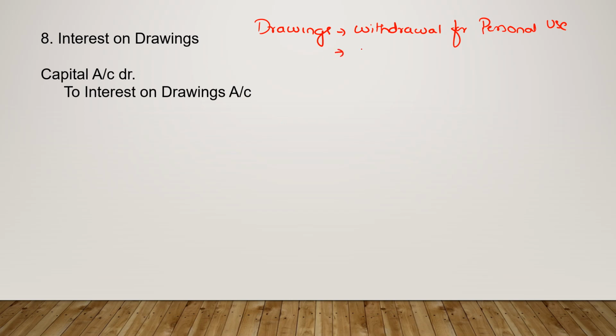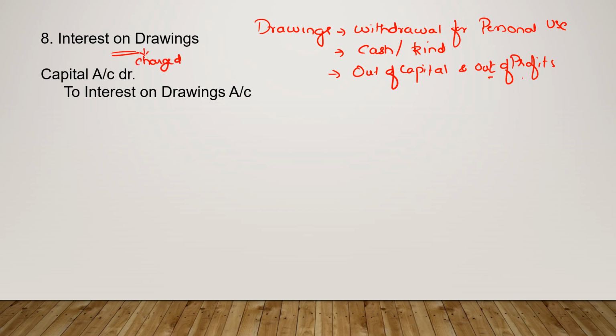And these drawings can be either in cash or in kind. Means it can also be withdrawn in the form of goods. Now further, an important point here is there are two types of drawings: one which is out of capital and the other one is out of profits. Now, an important point that you have to remember is that interest on drawings is charged by the business on the drawings which are out of profits, not out of capital.